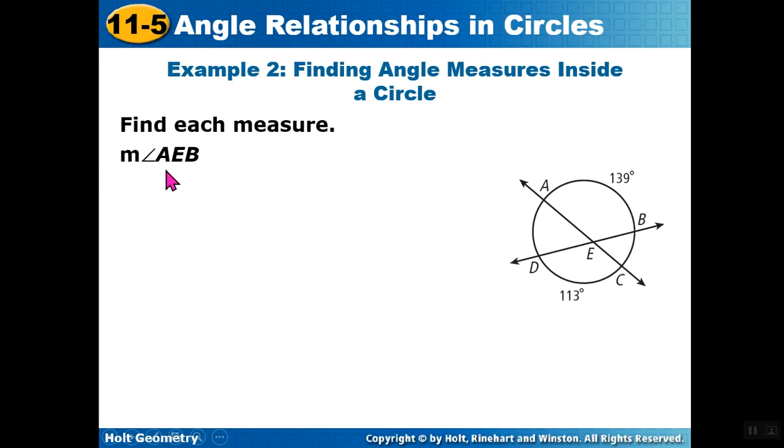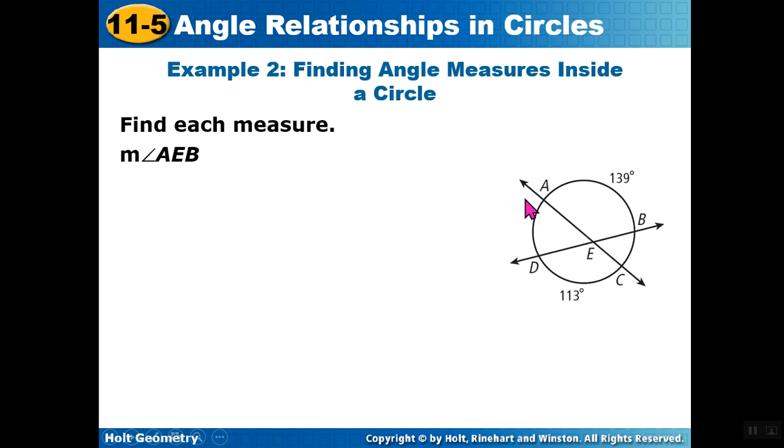Find each measure. Measure of angle AEB. This angle is inside the circle. Be careful, it is not a central angle. It is a normal angle inside the circle. It is the intersection of two secants, two lines that intersect inside the circle at E.